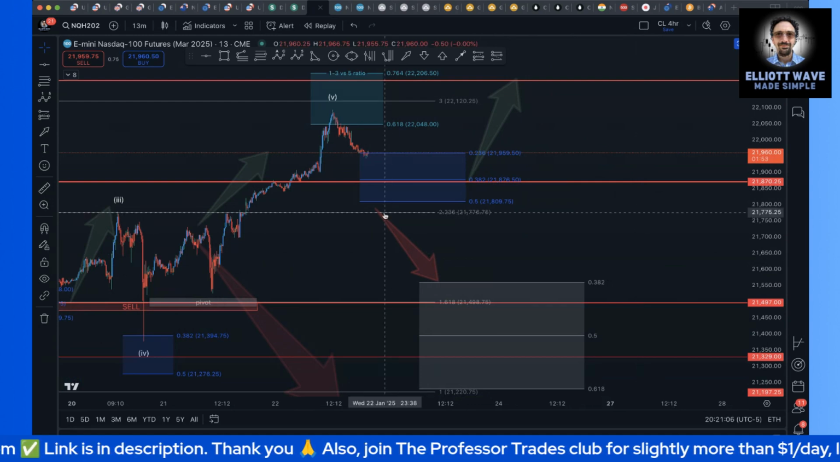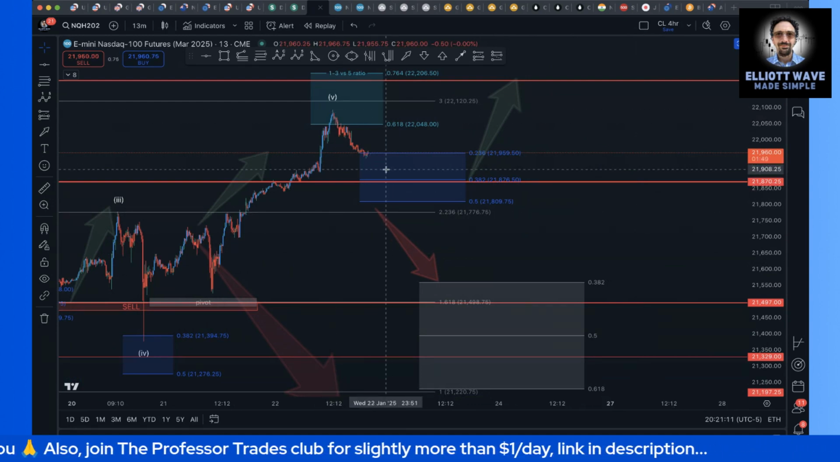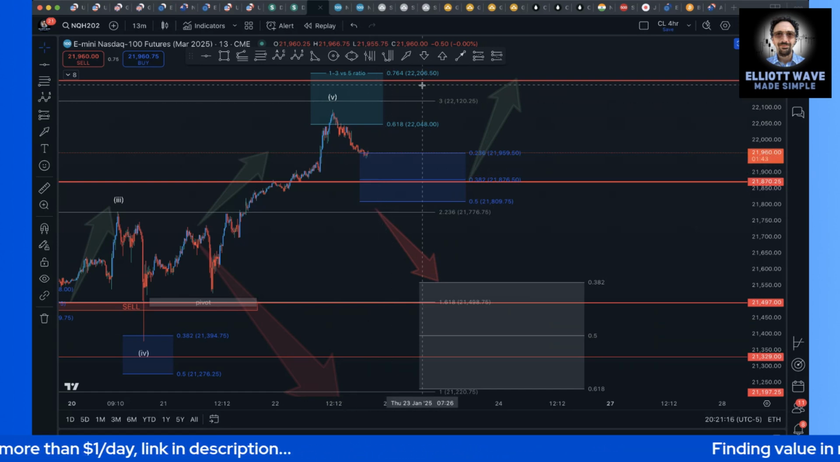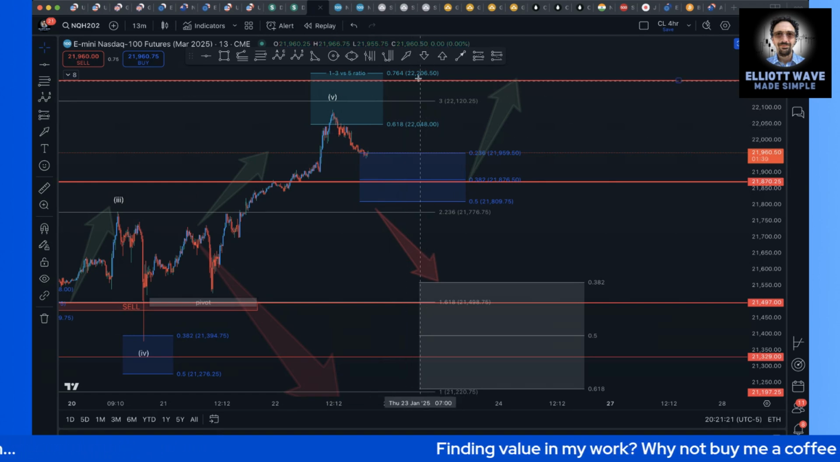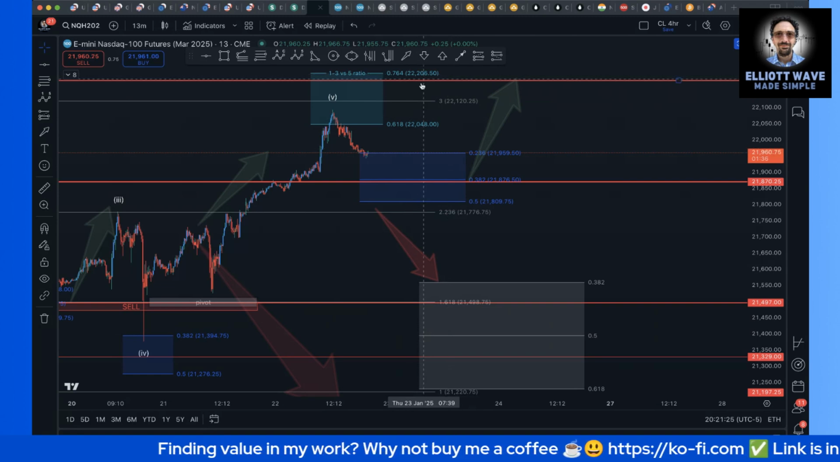So if this is not the top, it's going to hold support somewhere in this blue box, and it's going to come up and make another high. With any luck, if it is to do that, it will not exceed this by much. Okay, if it does exceed it at all.